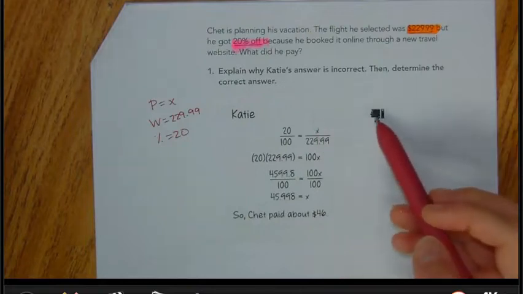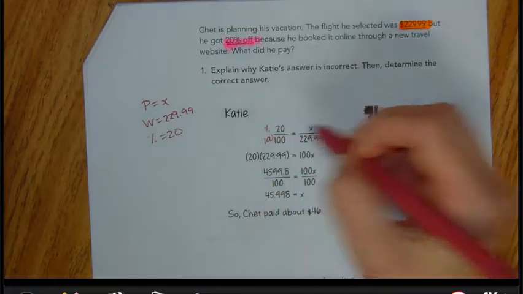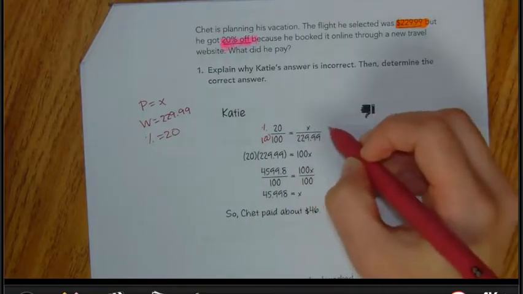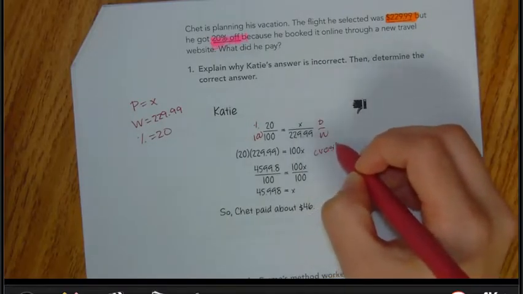All right, so Katie, it looks like Katie did something wrong. Let's see, she did her percent over 100, so that's correct. She has her part unknown, and she knows her total. So she used the cross product.